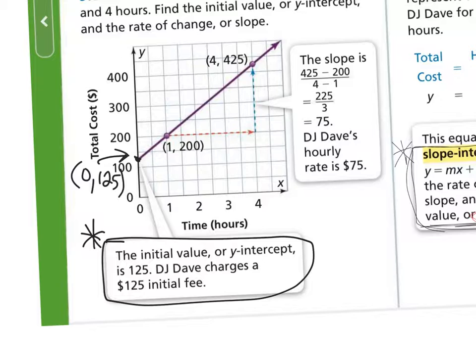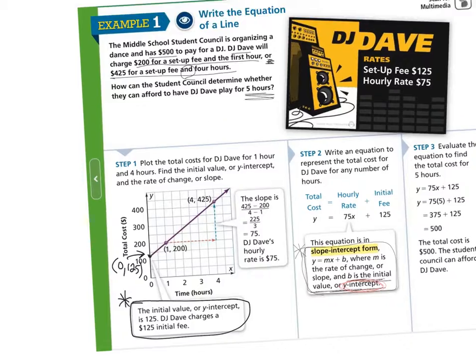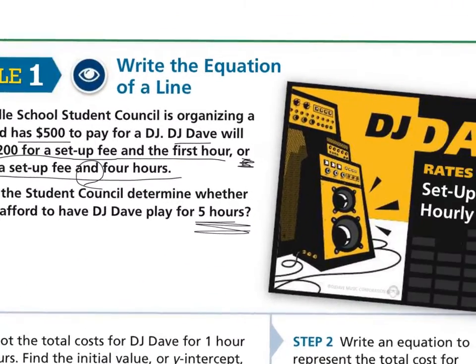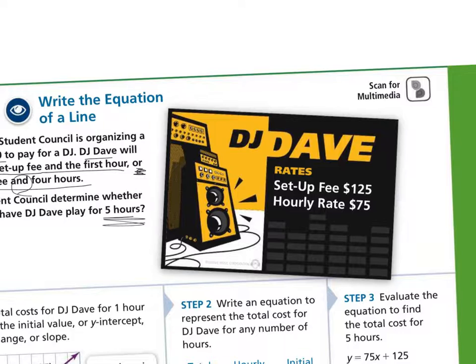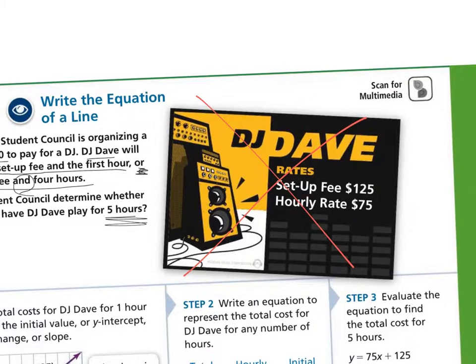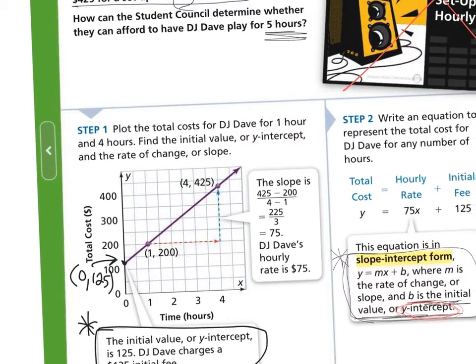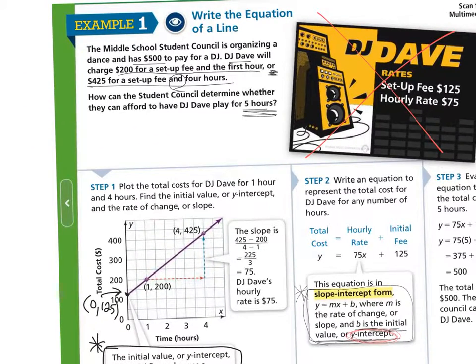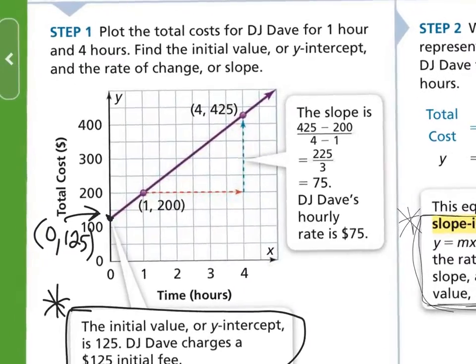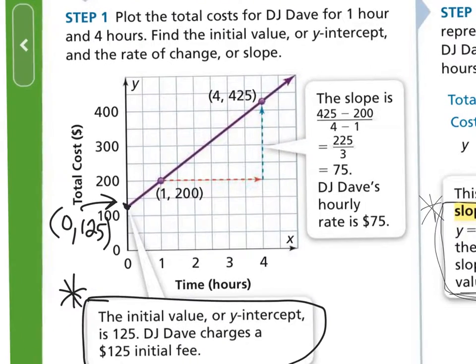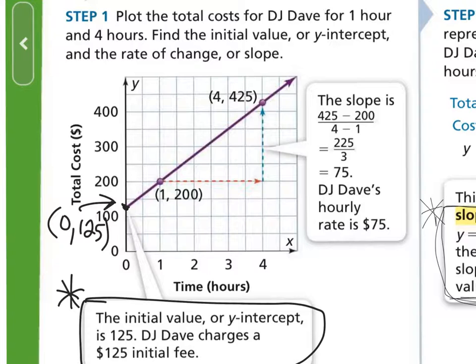Just looking at this again, I think what the book's trying to do, they didn't do a real good job of it. I think they're trying to act like we didn't have the information on the card, which is kind of difficult to do. We've got this big card with this information, but I think that's what they're wanting us to do. So they're wanting us to say 1 hour, it costs $200. 4 hours, it costs $425. So a little bit different perspective now if we go that route.